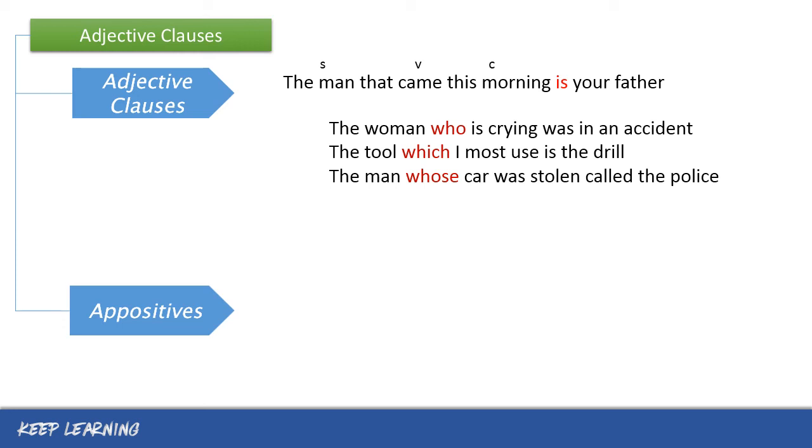The tool which I most use is the drill, right? I'm going to give you a characteristic about that tool, and I'm using which to connect it. The man whose car was stolen called the police. Whose means cuyo. So, el hombre cuyo carro fue robado llamó a la policía. That's what we're saying. I'm using whose. So these are some connectors that you can use for the adjective clauses.